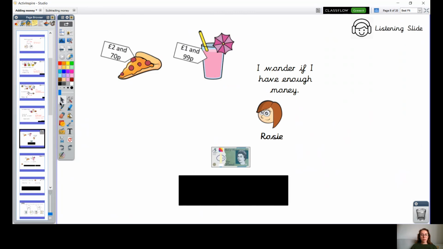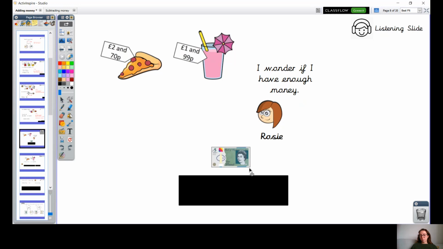Okay, another listing slide. Now, Rosie wants to buy a slice of pizza and a drink, and they've got the prices next to them. And she's wondering if she has enough money. She's got a £5 note. And these prices here aren't the easiest, are they, to calculate with? I just want to show you something.